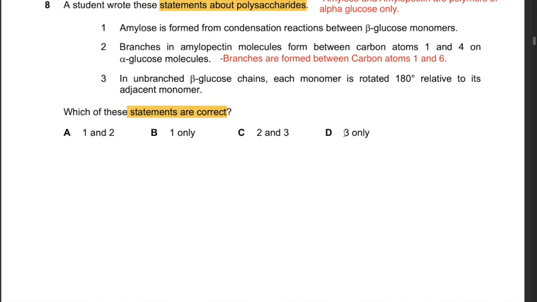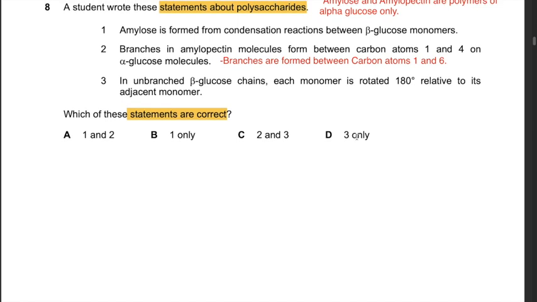Question 8. A student wrote these statements about polysaccharides. 1. Amylose is formed from condensation reactions between beta-glucose monomers. 2. Branches in amylopectin molecules form between carbon atoms 1 and 4 on alpha-glucose molecules. 3. In unbranched beta-glucose chains, each monomer is rotated 180 degrees relative to its adjacent monomer. Which of these statements are correct? Key thing you must know is that amylose and amylopectin are both polymers of alpha-glucose only, and amylose is not a branch structure whereas amylopectin is.